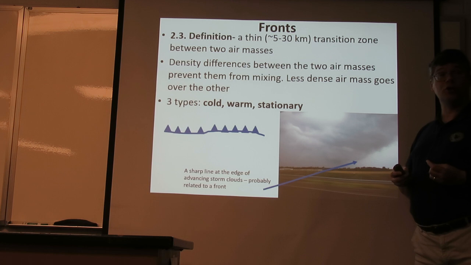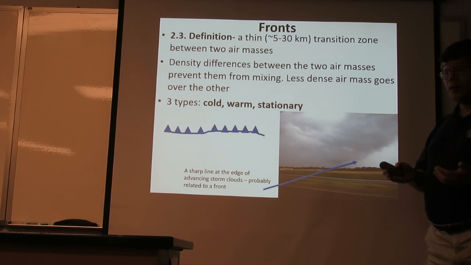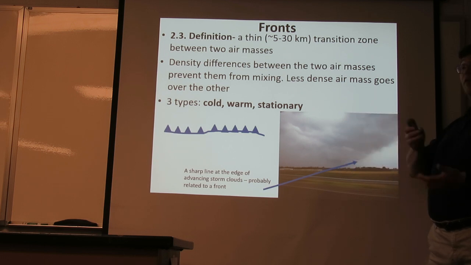Just as we had in the ocean, different masses of air with their different densities tend to not mix very well. And so we get boundaries. And again, just as true for water, less dense air will tend to move up and over the other.